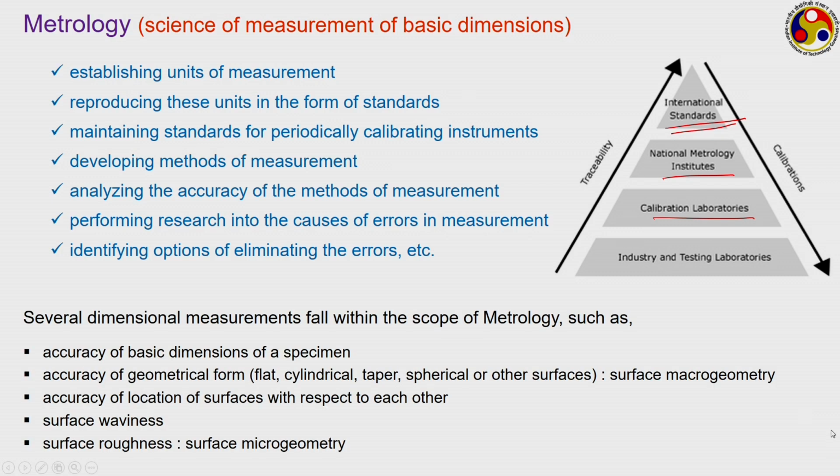Now, several dimensional measurements fall within the scope of metrology, such as accuracy of basic dimension of a specimen. Basic dimension, as I mentioned, can be a linear dimension, length, width, or diameter of something, or maybe the periphery of an arc. Accuracy of any geometrical form, flat, cylindrical, taper, or spherical, falls under surface macrogeometry. Surface roughness falls under surface microgeometry. Surface roughness measurement is probably the most important part of metrology. Accuracy of location of surfaces with respect to each other, and also the waviness of surface.